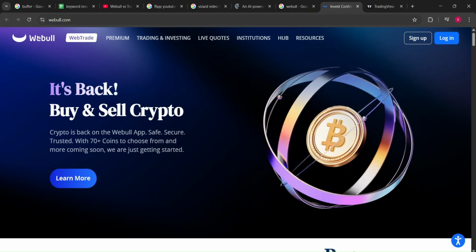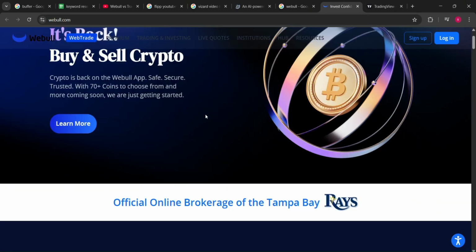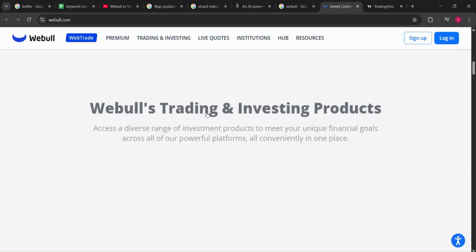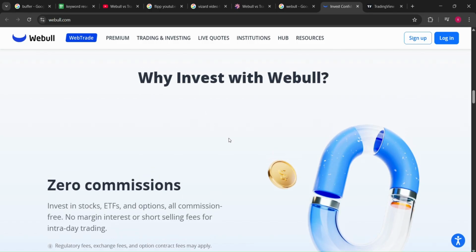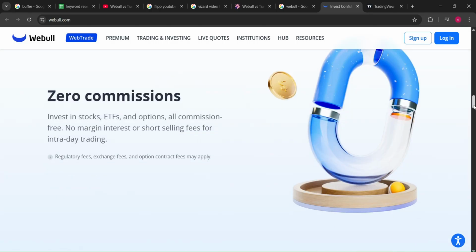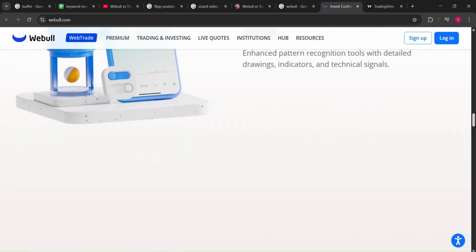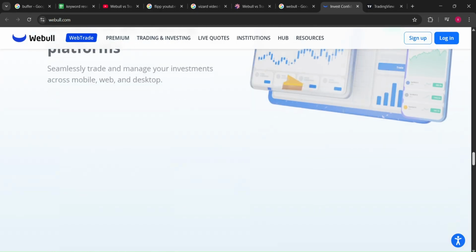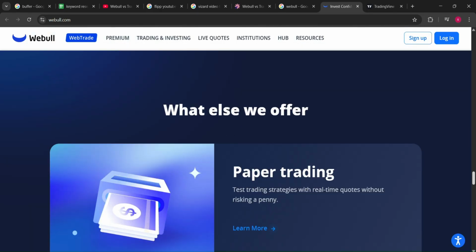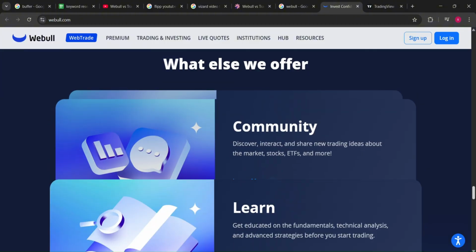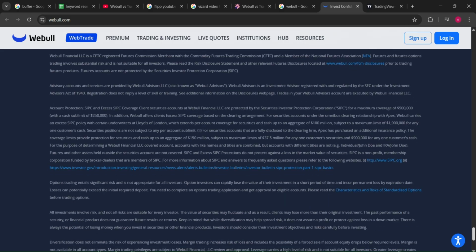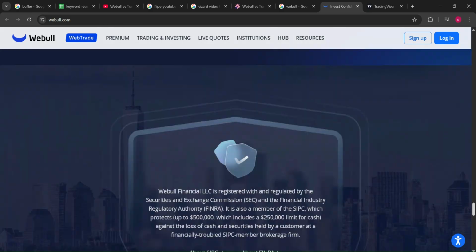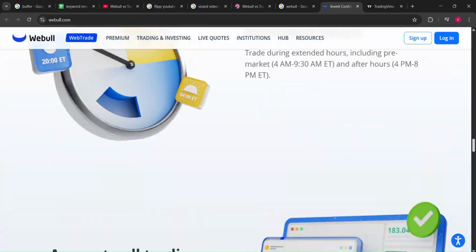Hello guys! Today I will show the difference between Webull and TradingView and which one to choose in 2026. Over the past few weeks, I've been switching between Webull and TradingView to get a feel for how each performs in real-world trading situations. Both platforms are frequently mentioned, but they're built for very different purposes. If you're deciding between them, here's a clear breakdown of what each one offers.